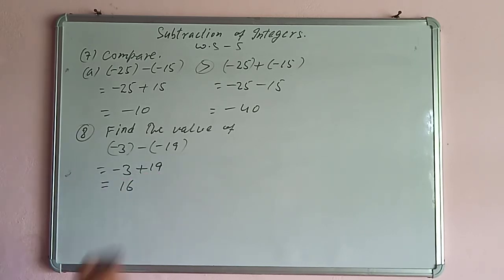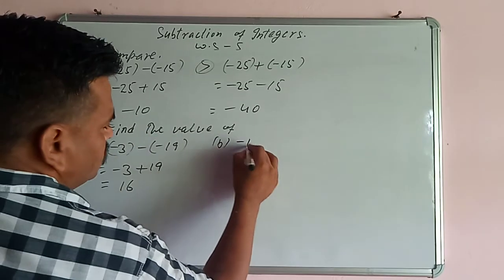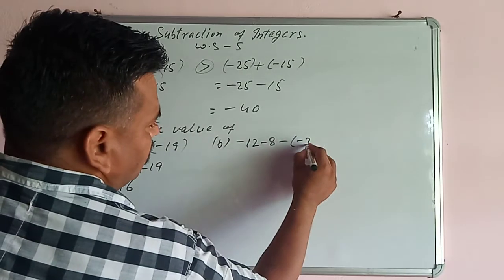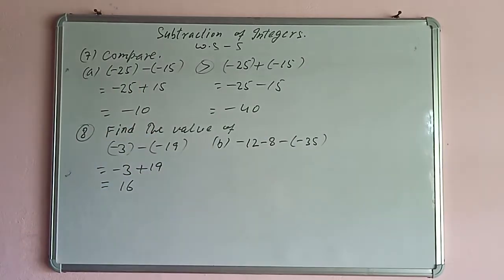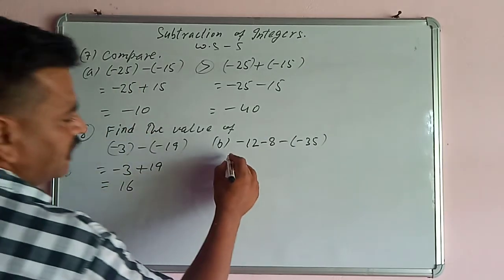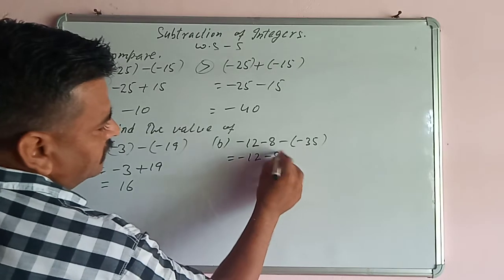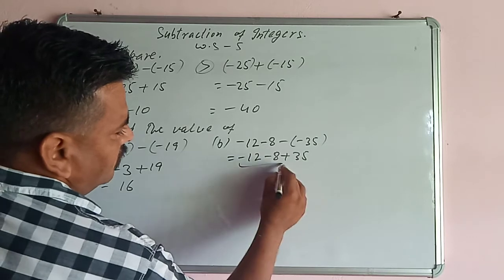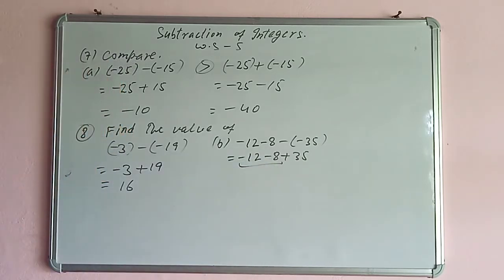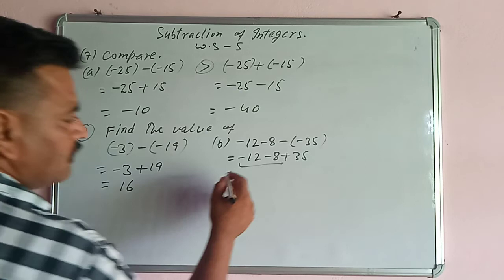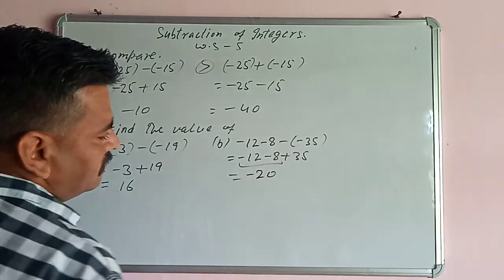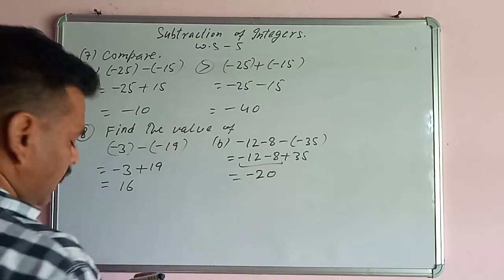And next we have B part, minus 12 minus 8 minus 35. So here we have three integers. So again minus 12 minus 8 minus into minus plus it is 35. Now these two integers have negative sign, so we will collect them. So minus 12 minus 8, so it is minus 20. Because both have negative sign, we will add them.